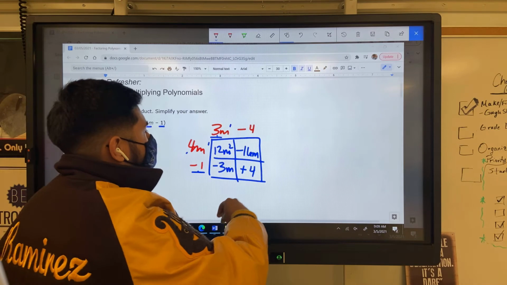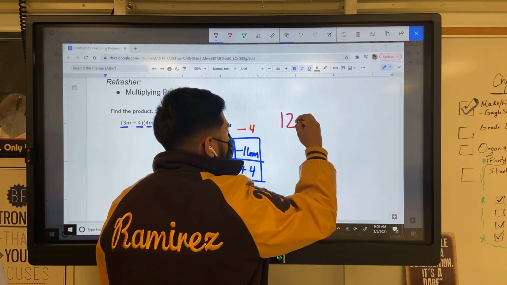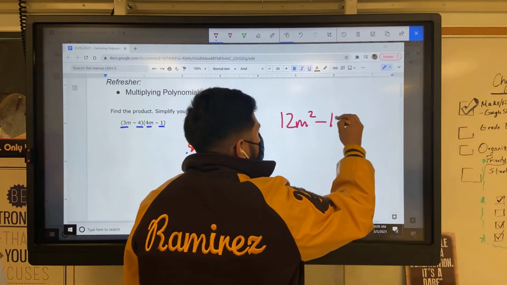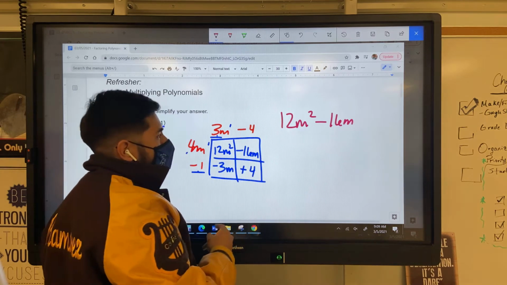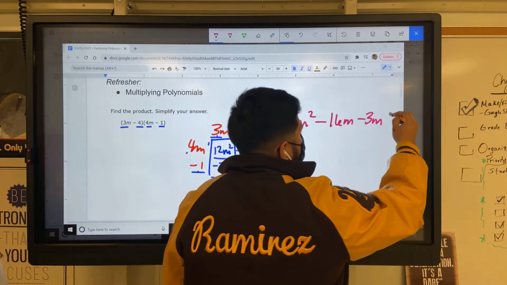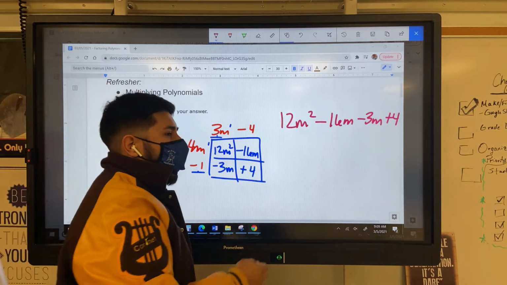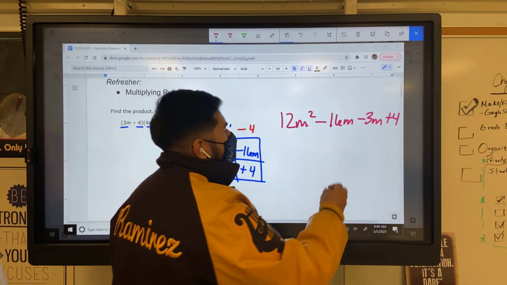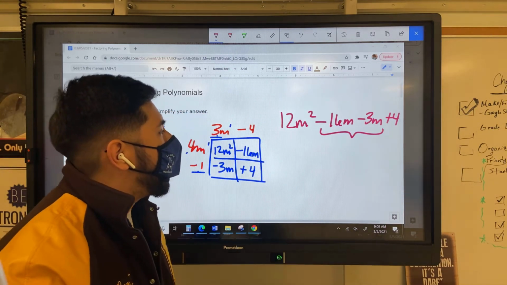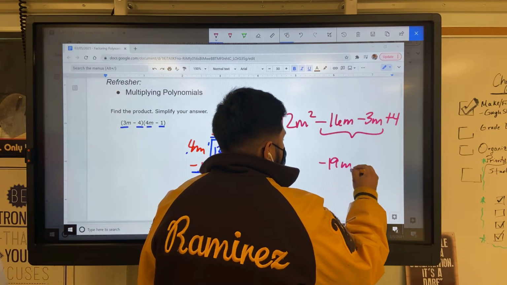And then what we're doing, we wrote everything else on the side. So I'm going to put in order 12m squared, negative 16m, negative 3m, and 4. And then we were able to determine that we were going to combine like terms, negative 16m and negative 3m. Put those together, you should get negative 19m.